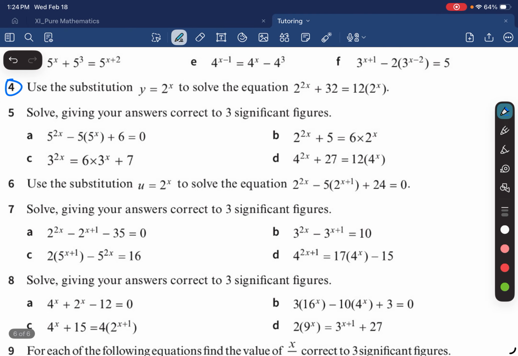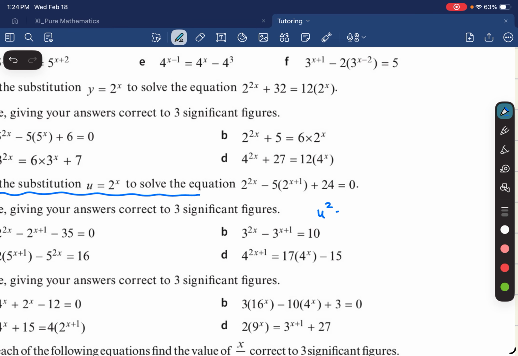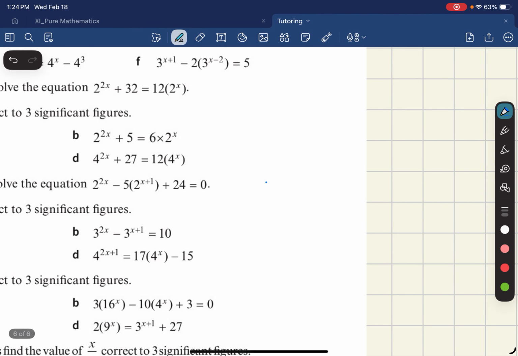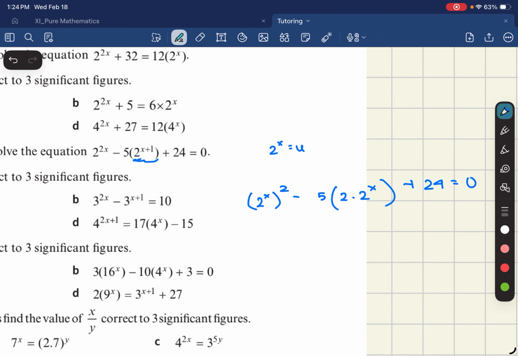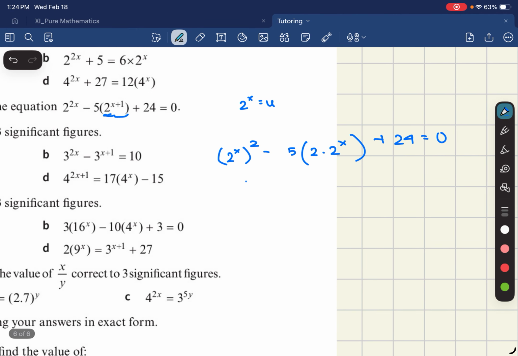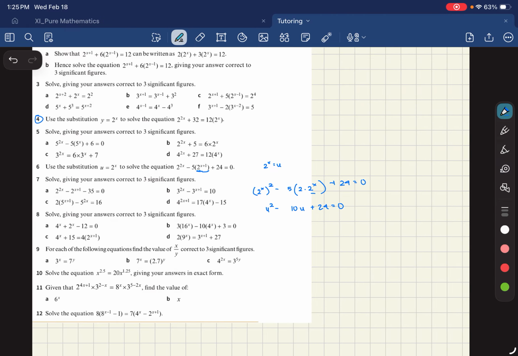And again, question 6 is the same thing. Use the substitution to solve the equation. So you have u squared minus, and the only difference here is that if I say 2 to the power x is equal to u, then my first part is 2 to the power 2x, minus 5 times 2 to the power x. So this is the only place where I have to simplify, plus 24. So everywhere I see 2 to the power x, I'm going to substitute u. U squared minus 5 times 2 is 10, and this is u plus 24. And this is something you can solve. This is what we have been doing in the previous question.